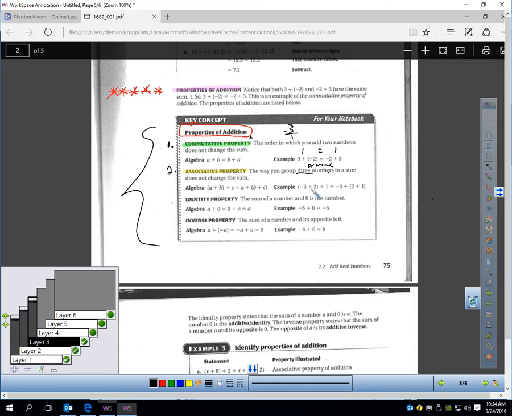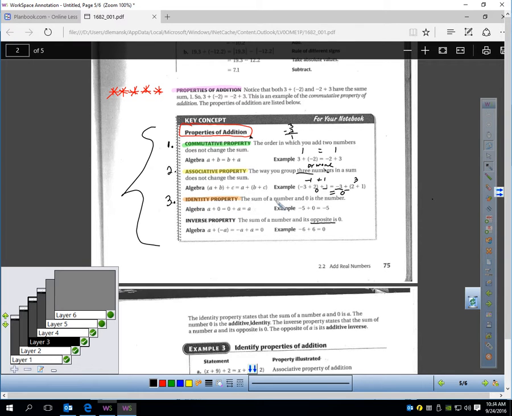Negative 3 plus 2 is negative 1. And then if you add 1, which is what's here, this works out to 0. Let's go on the other side. Let's do 2 plus 1 first. That would be 3. Is negative 3 plus 3 going to give you 0 also? Yes, it does. So if I group differently, I still get the same answer. That's the associative property. The next property is called the identity property.